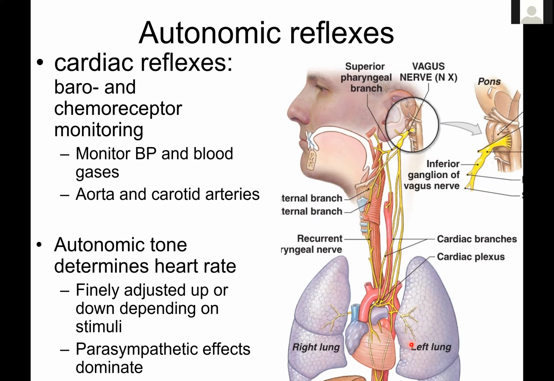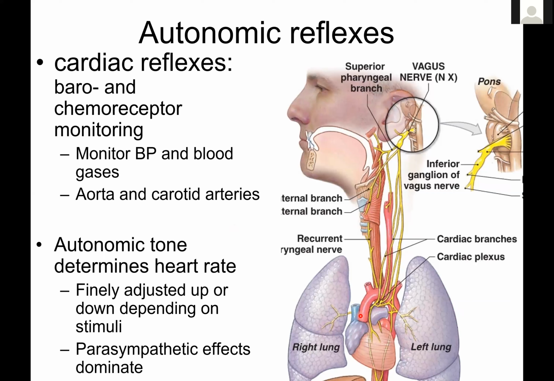Okay, so autonomic reflexes. You do have some mechanisms in place that make sure that, for example, your breathing and your heart rate are matched, or at least as matched as they can be. You also have reflexes to make sure that your heart rate increases momentarily when you, for example, change body position. So you have baroreceptors and chemoreceptors. Both of those are in your carotid sinus, which is right in here.